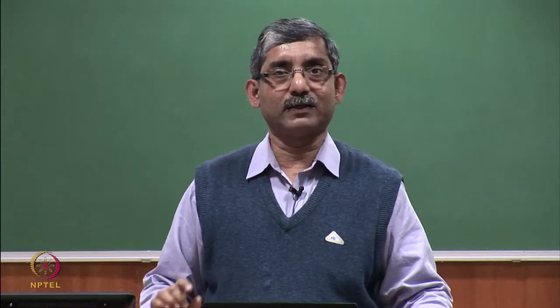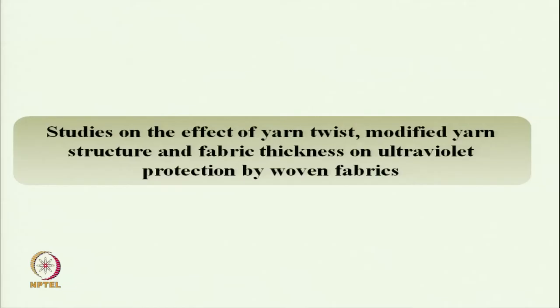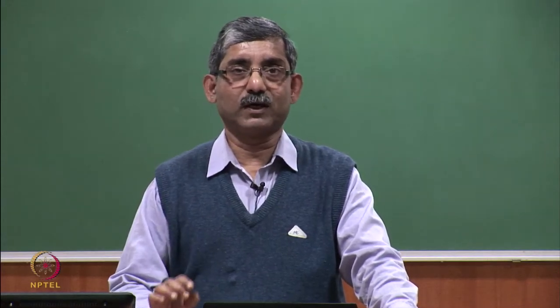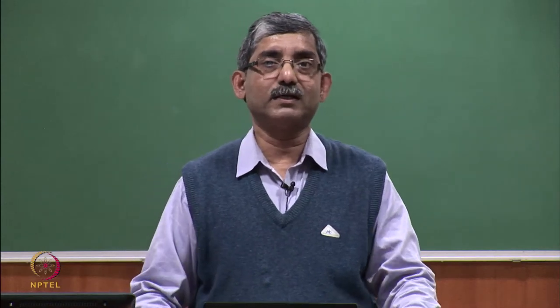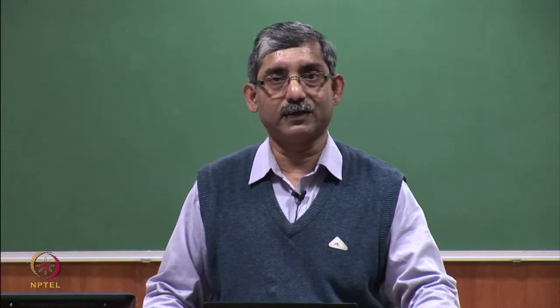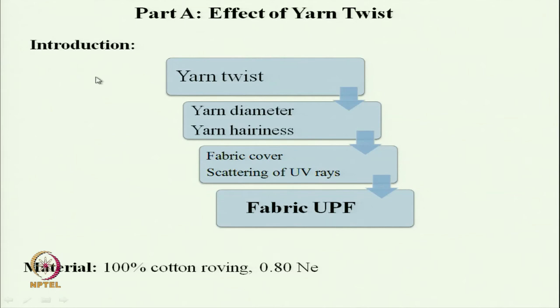It has been reported that higher fabric thickness will give higher protection, but in the present study we have tried to keep the mass per unit area constant, and we have changed the thickness by changing the yarn linear density, or yarn diameter. First let us see the effect of yarn twist. If we increase the yarn twist, the yarn diameter will reduce, and increasing yarn twist will affect the yarn hairiness. So, higher yarn twist will have higher yarn hairiness. These two factors indirectly affect the fabric cover and the yarn UV protection. Hairiness also scatters the UV rays and ultimately affects the UPF of the fabric.